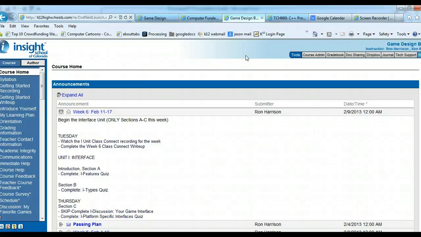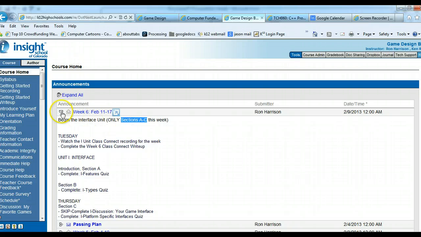Week 6 goes from February 11th through 17th. And you can see that Week 6 is the beginning of the interface unit. But in Week 6, we're only covering sections A through C. So sections D and E will be covered in Week 7. So it's kind of a short week, which will give you a chance to catch up on other work.